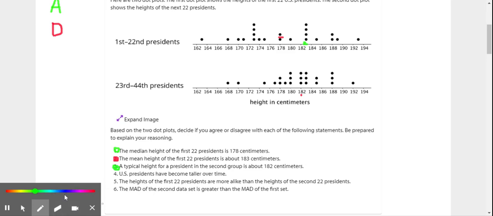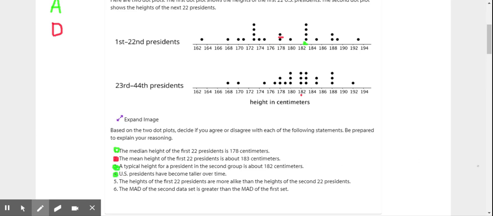Okay, number 4, U.S. presidents have become taller over time. Well, looking at this information, here's the first 22 presidents, and here's the second 22. There's a lot of presidents that fall in the lower range here, for like shorter, in the first 22 compared with how many would be in that same exact range. So I would agree that more presidents in the second group are on the higher end of it. So that would be an agree for that one.